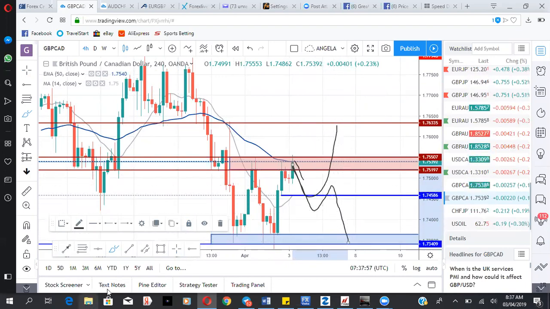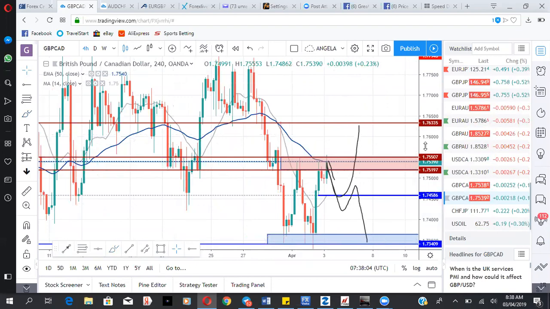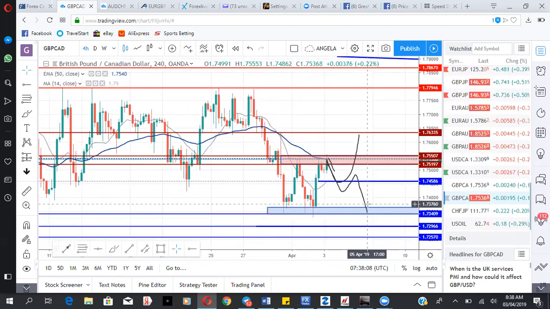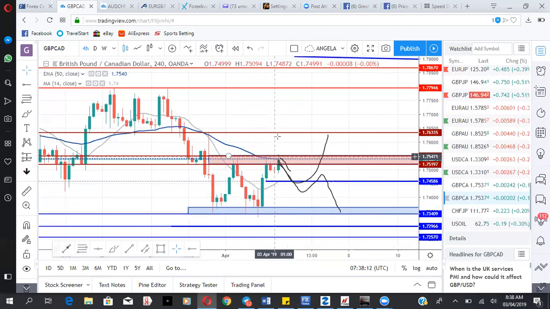But for now, price seems to be playing the range, as you can see from the 4-hour. So the best bet is just to watch out. It will not be advisable to take a long position at this current structure.